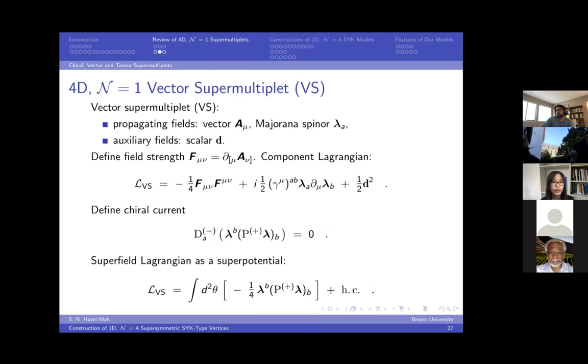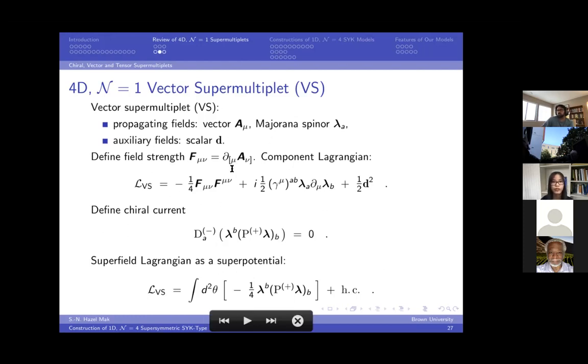And we can also look at the vector supermultiplet. The vector supermultiplet contains a propagating vector, which is a gauge field, so it only has 3 degrees of freedom. You will have a Majorana spinor, and you will also have an auxiliary scalar.